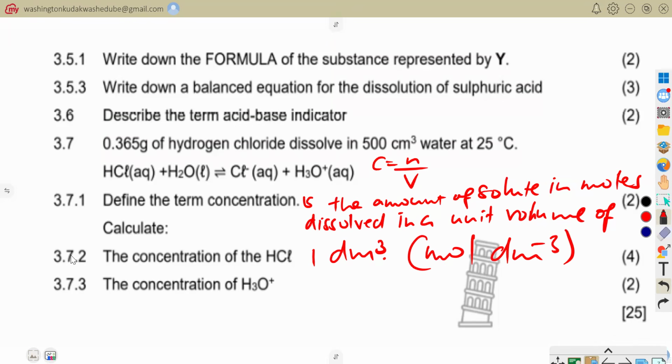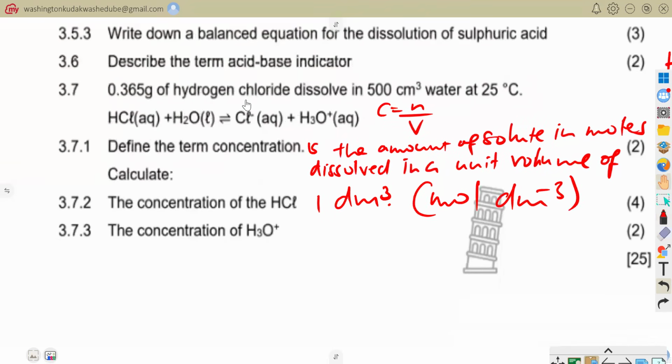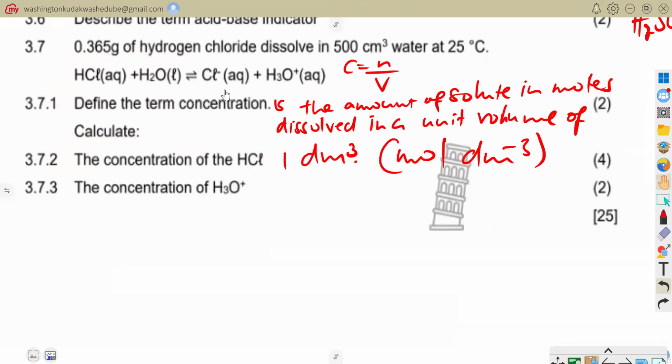Now they're asking us to calculate the concentration of HCl. How do we calculate that concentration? We are given the mass of that HCl and the volume. So what we need to do is use the mass to calculate the number of moles of HCl, which is just mass over molar mass.